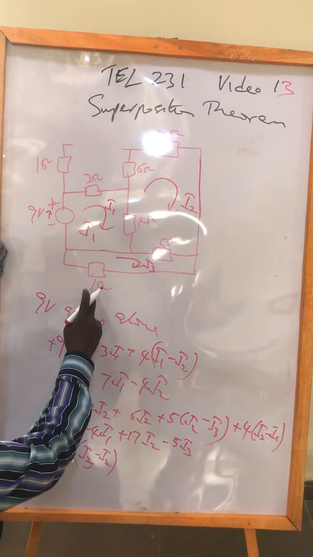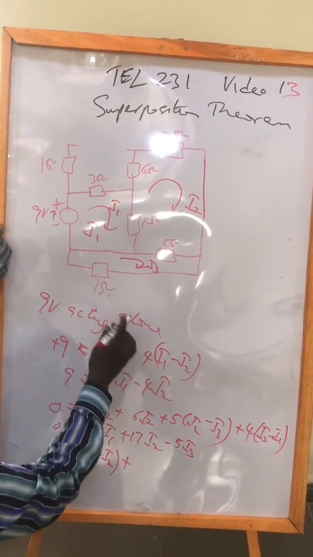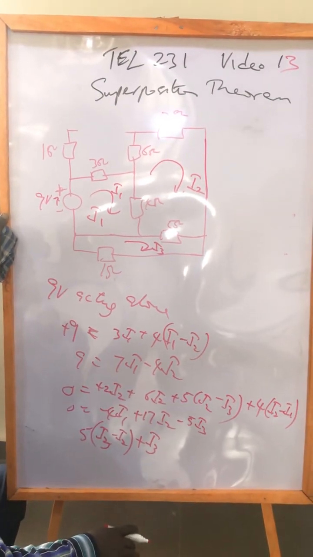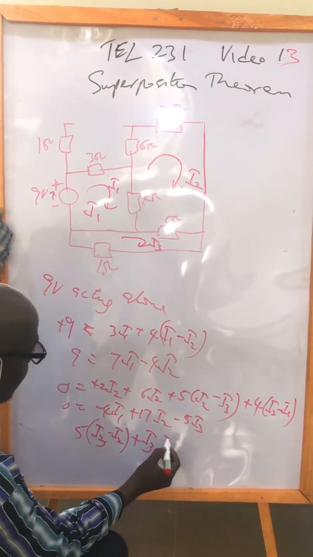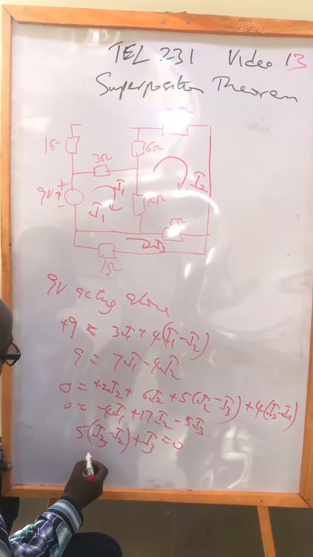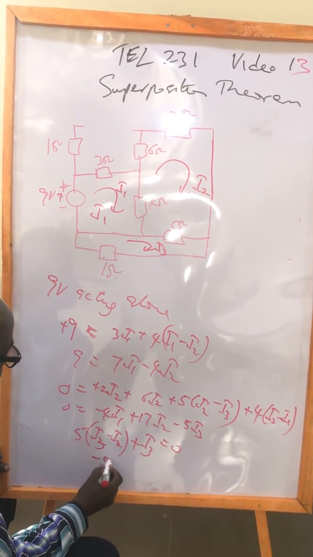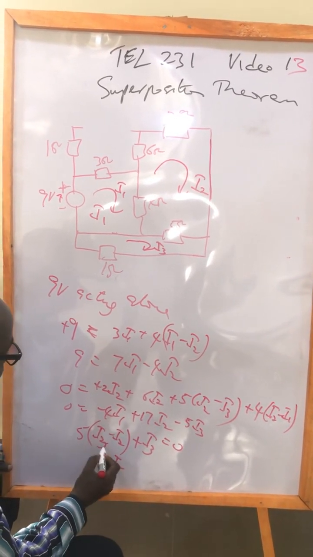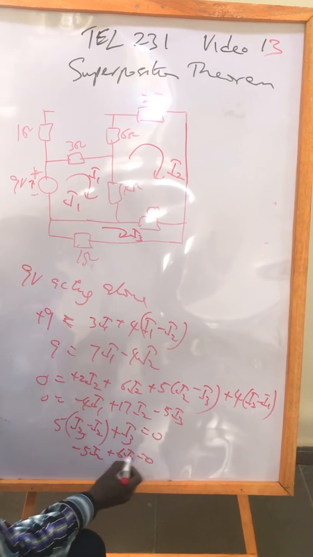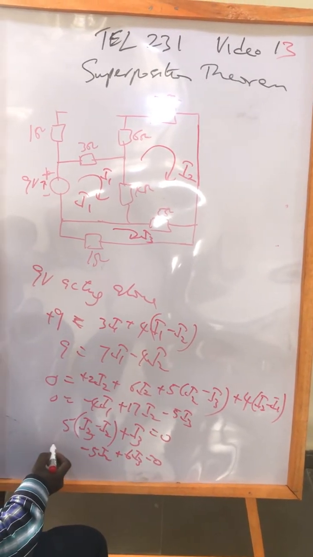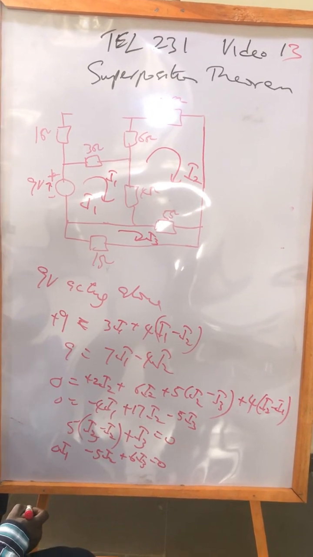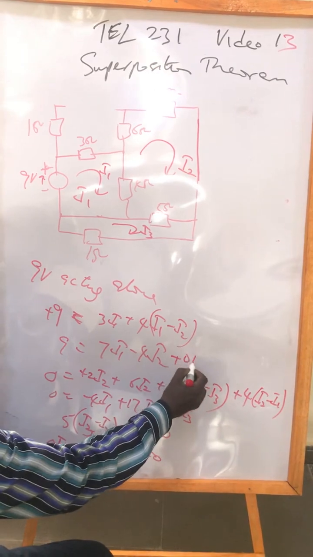Then I3 minus I2 plus 1 ohm, the current through it is just I3. It's only I3 that will pass through that. So I3 minus I2, so from here equals 0. So from here we can see that minus 5I2 plus 6I3 equals 0. That will be, I can say 0I1, since I1 is not present there. So here I can say plus 0I3.